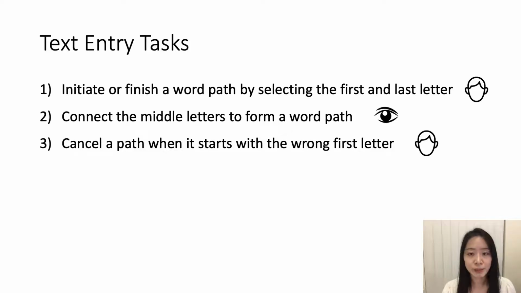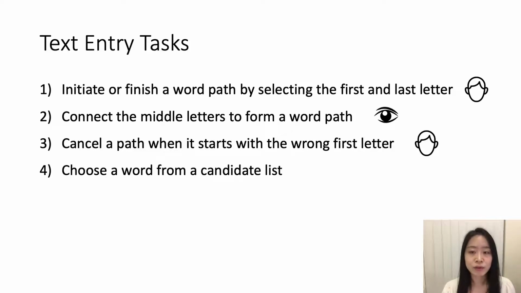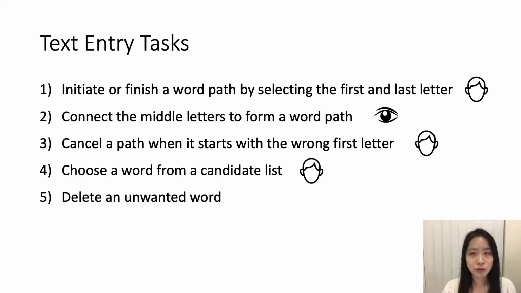We'll use head input. And fourth, choosing a word from a candidate list, is usually associated with visual activities. So we will use head gestures. And fifth, deleting an unwanted word, is also associated with visual activities and also requires accuracy. We'll use head gestures.